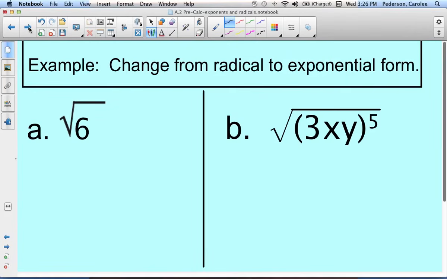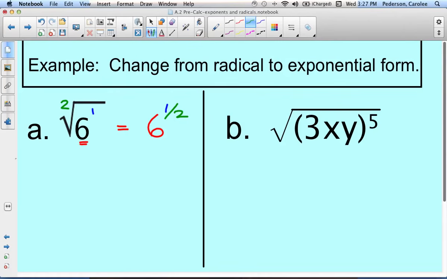Here are some more examples of converting from a radical to now an exponential. So what we have is the square root of 6, and we want to convert it to an exponential. So my base is 6. My power is 1. And my index, since it's a square root, we don't necessarily put the 2 there, but I'm going to put it there for now. So that's going to go underneath. So we say it's 6 to the 1/2 power.